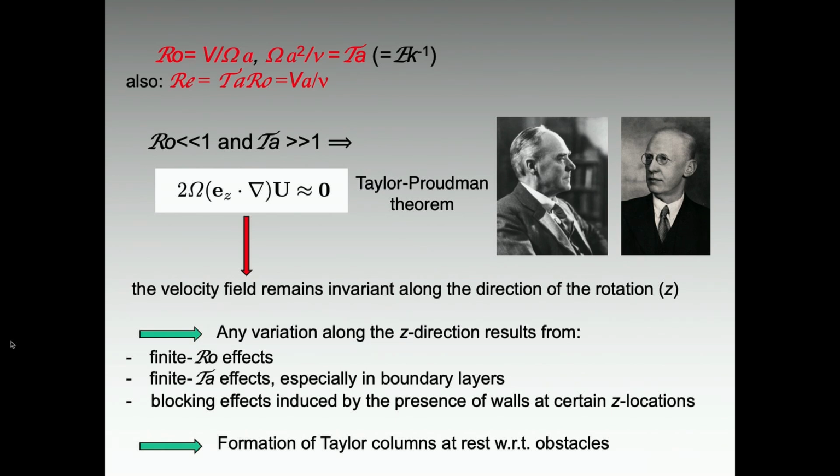which is basically a measure of advection effects compared to rotation effects, and the Taylor number, which is defined here, which is just a Reynolds number based on the rotation rate. And by the way, this Taylor number is just the inverse of the Ekman number. And of course, you can eliminate rotation in between these two in order to form a Reynolds number.